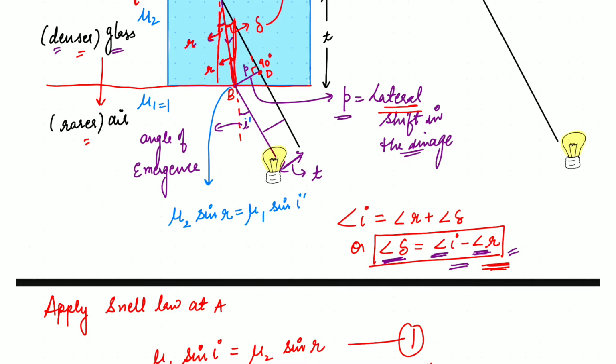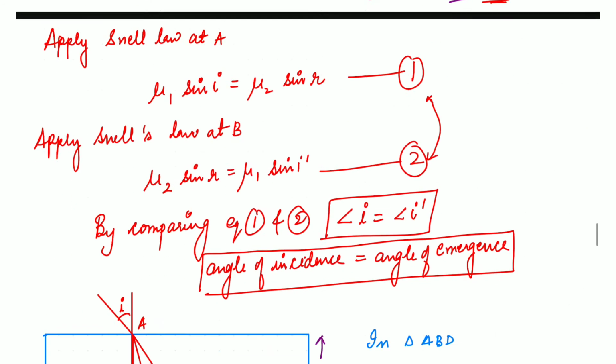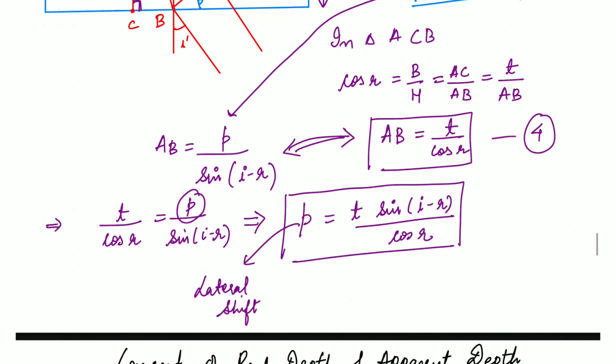So basically this image will be shifted by what value? It will depend upon T sine I minus R upon cos R. I hope you guys can understand that. T sine I minus R upon cos R.